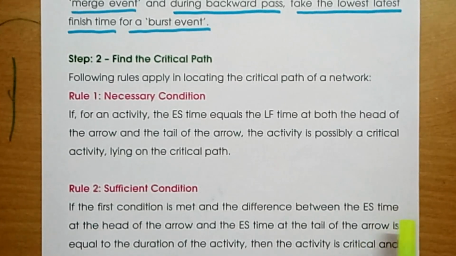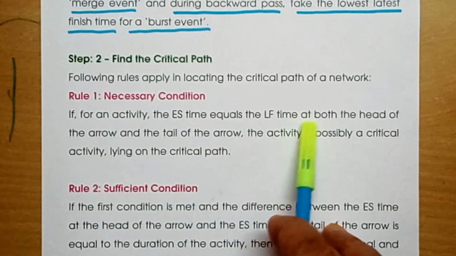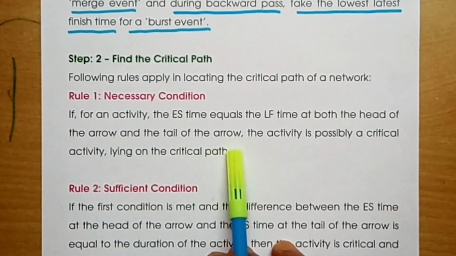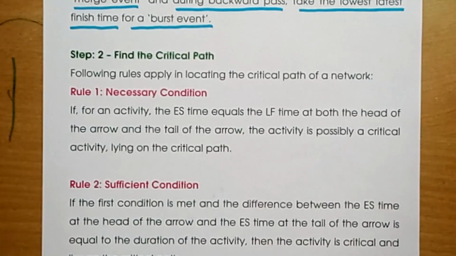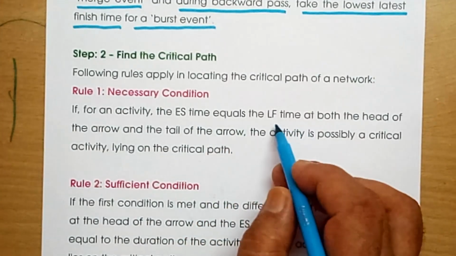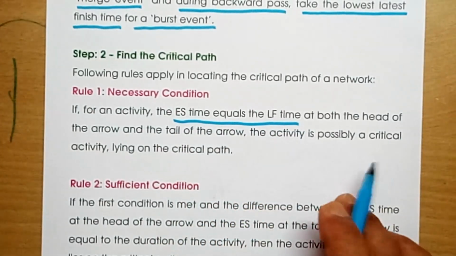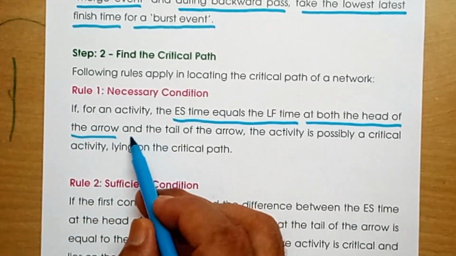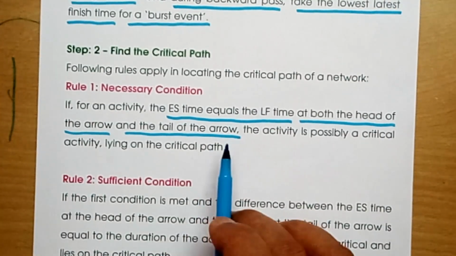The first rule is: for an activity, the earliest start time equals the latest finish time at both the head of the arrow and the tail of the arrow. Head of the arrow, tail of the arrow. What is said? For an activity, earliest start time equals the latest finish time at both the head and the tail of the arrow.